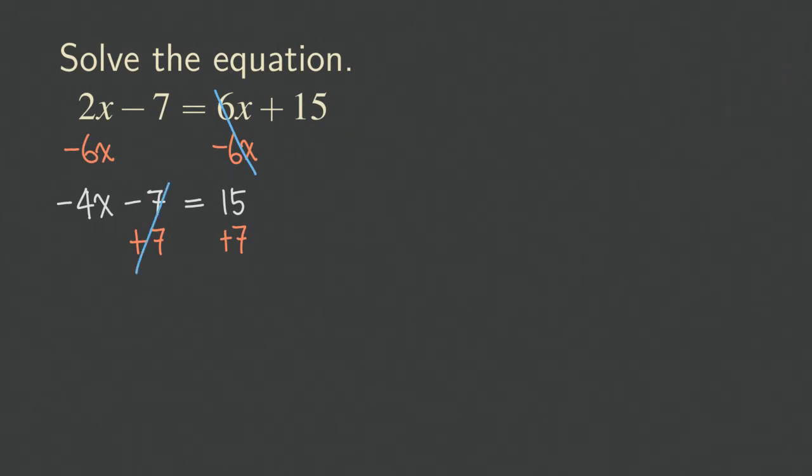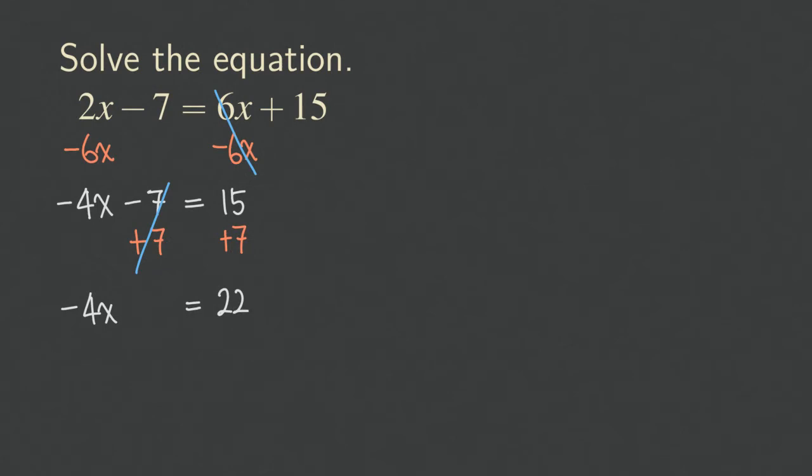And so now we have what? We only have this term on this side, the negative 4x on the left-hand side of the equation. So I can put it right here. And that's equal to the 15 plus the 7, which is 22. So we get the 22 right here.